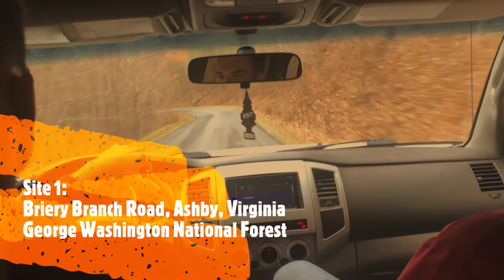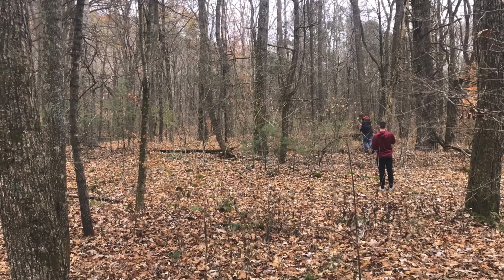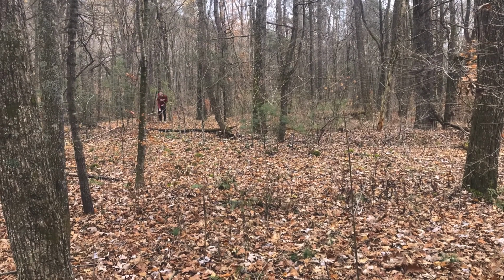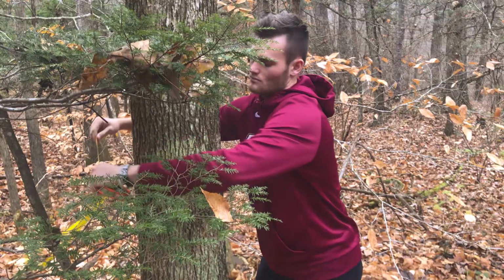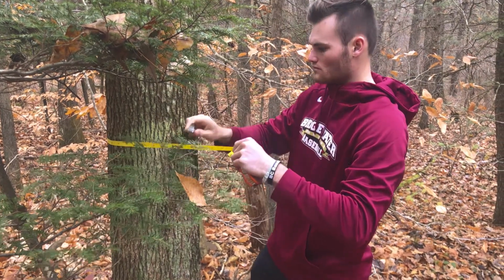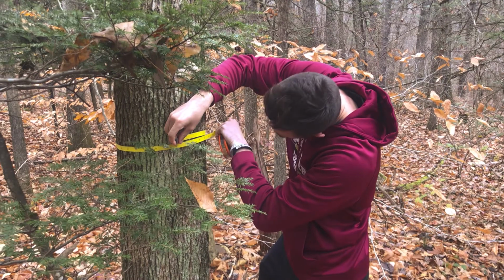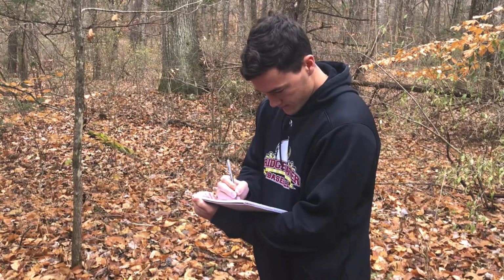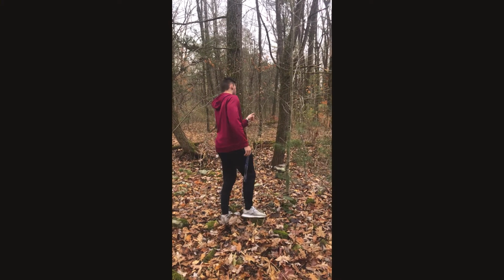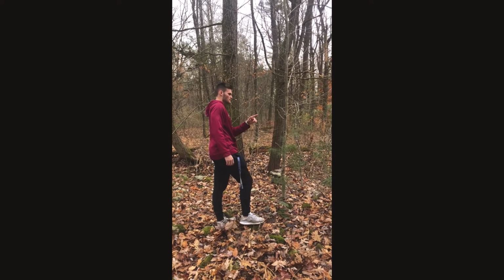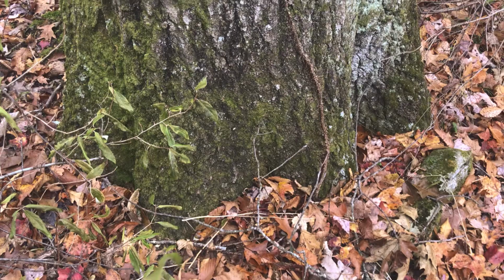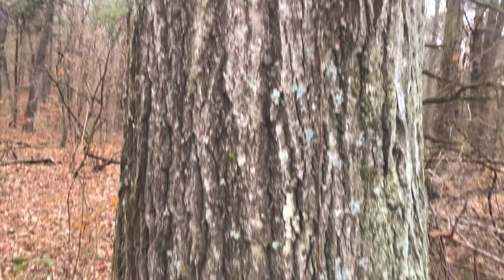Site 1, Briary Branch Road, Ashby, Virginia. This is a time lapse of us measuring and marking out a 10 by 10 meter quadrat. Here we are measuring and recording the DBH of a large tree within a quadrat. 28.5. All right, cool. This shows us getting counts of small trees and stems. There's 10. Site 1, Briary Branch, we determined was a climax community.